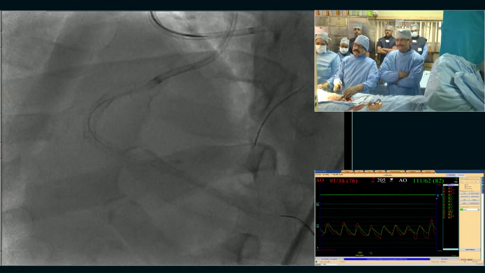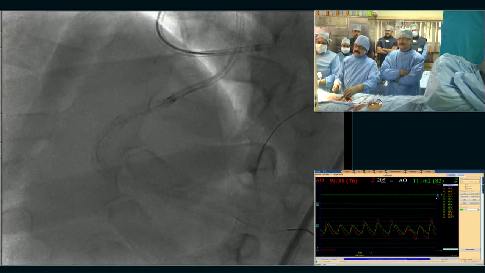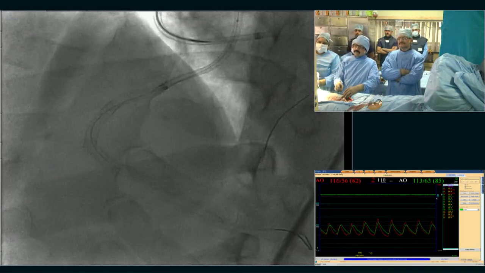What is your strategy in this ISR CTO? Really hard CTO, there is no doubt. Yes, it took a lot of radiation for us and some contrast also.